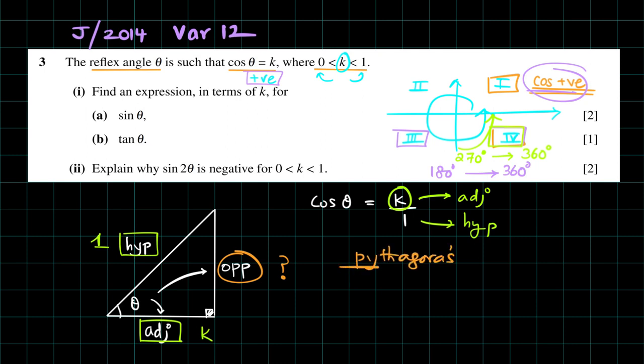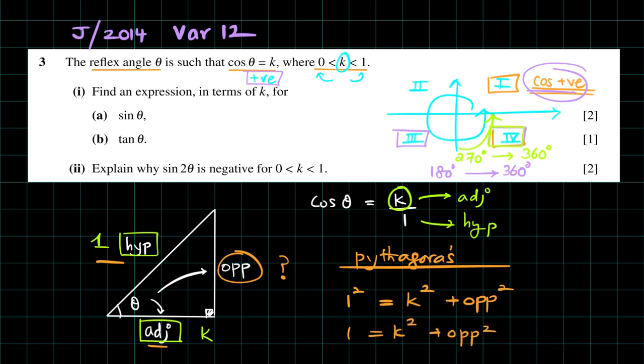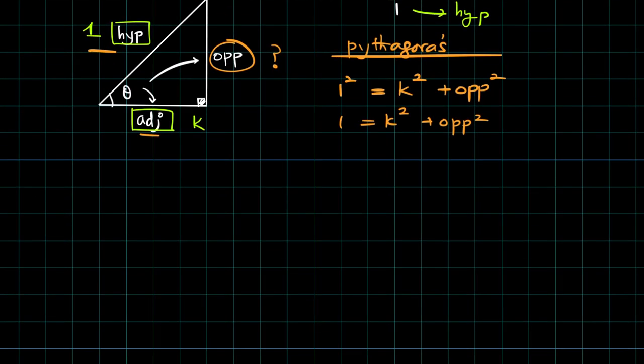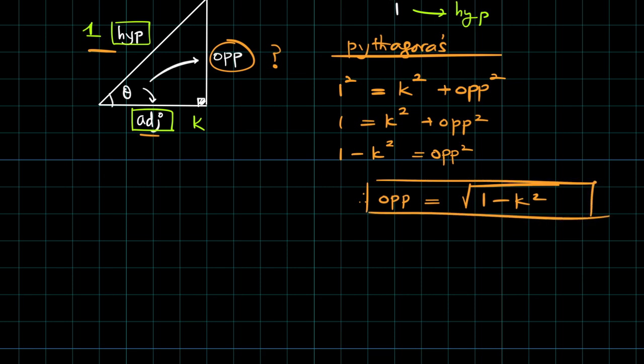Once we apply this theorem, we would say 1 square, which is hypotenuse square, equals adjacent square, which is k square, plus opposite square. So 1 equals k square plus opposite square. And I need some more space. So therefore 1 minus k square is opposite square. Therefore opposite is the square root of 1 minus k square. That is what we get.